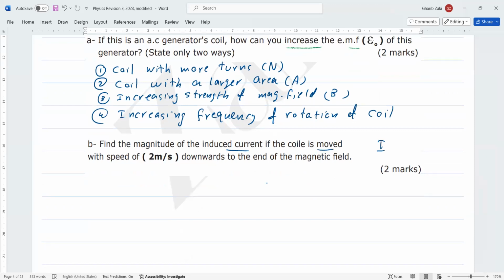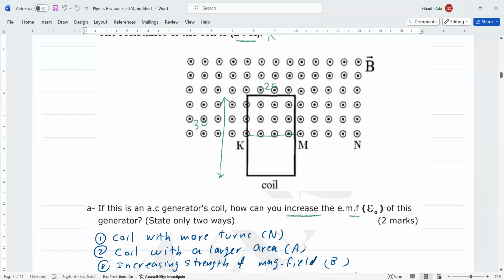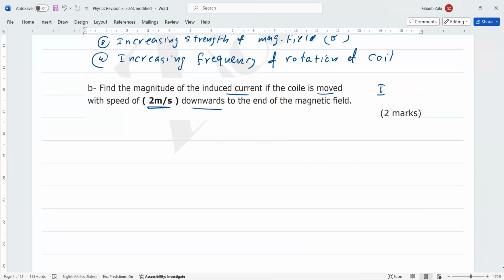If the coil is moved with a speed of 2 meters per second downwards, let us think of this. So it moves downwards here. Can you see? This is the velocity. So this is 25 centimeters moving downwards. Let us withdraw here. So this is the width. It's 25 centimeters, so when we change it, 25 divided by 100 is 0.25 meters. It moves down with velocity 2 meters per second.